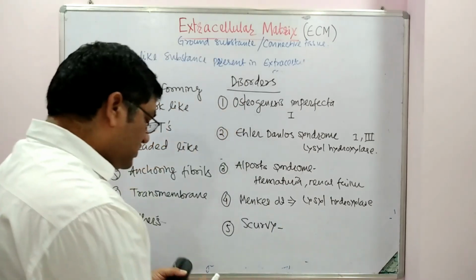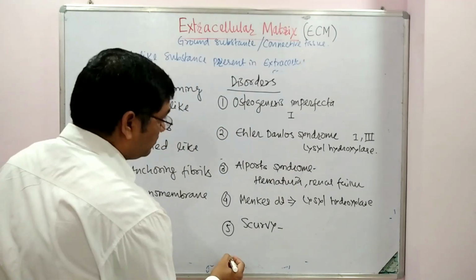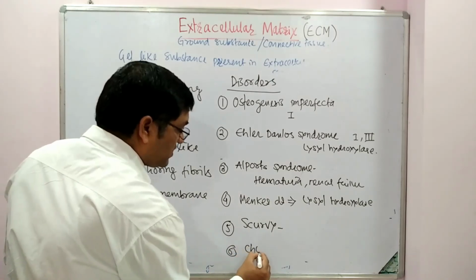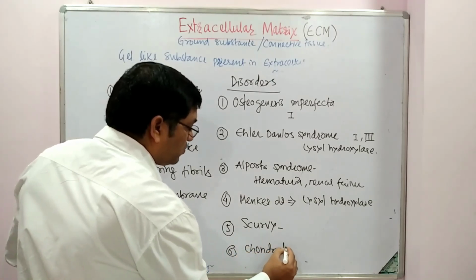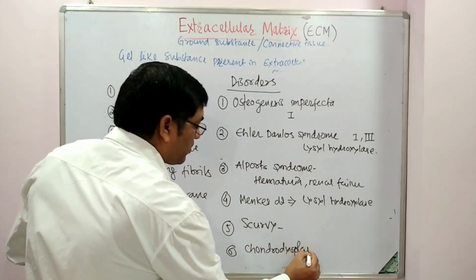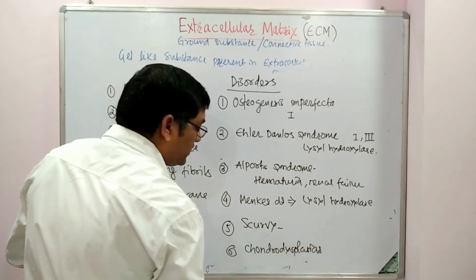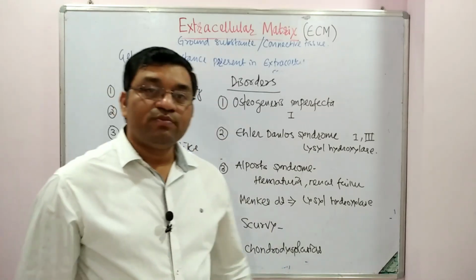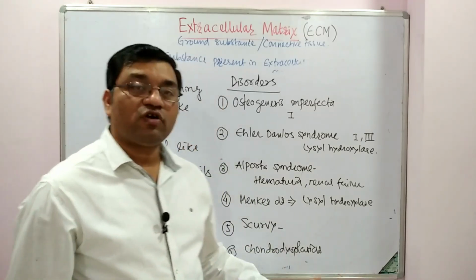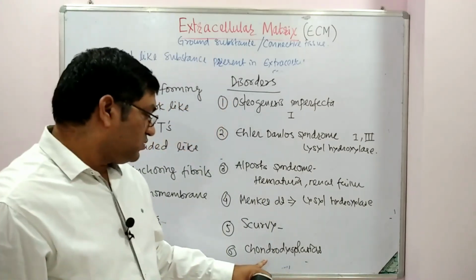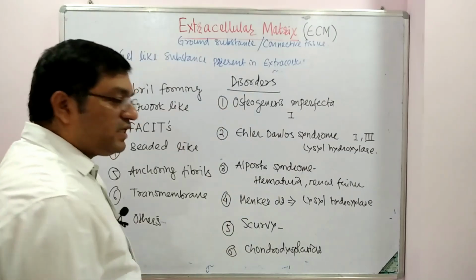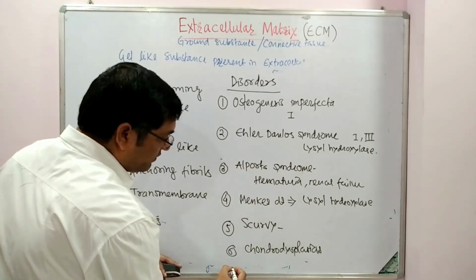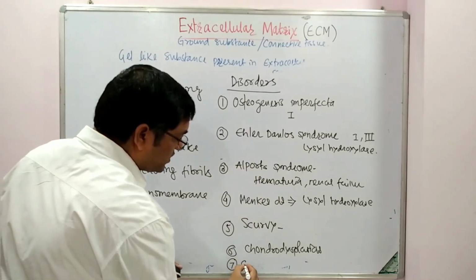Now sixth one is chondrodysplasia. It results in dwarfism. It is due to mutation in the gene coding for type 2 collagen. The next disease related with collagen is epidermolysis bullosa.